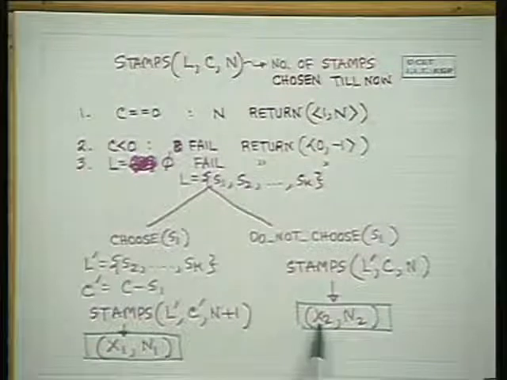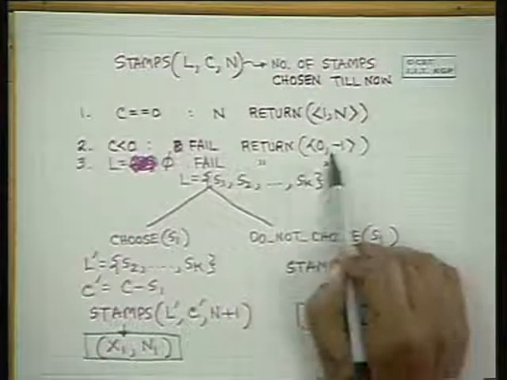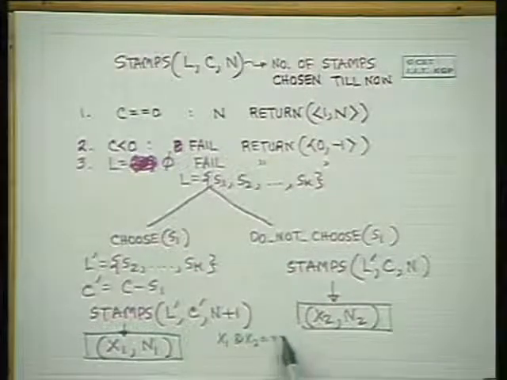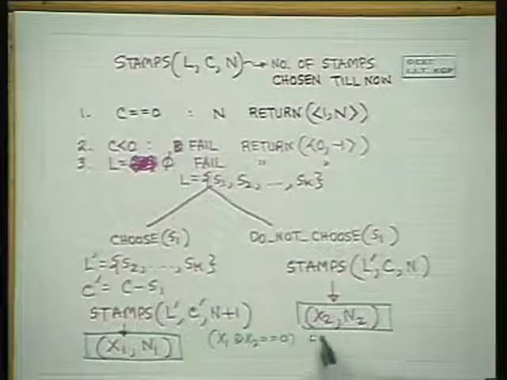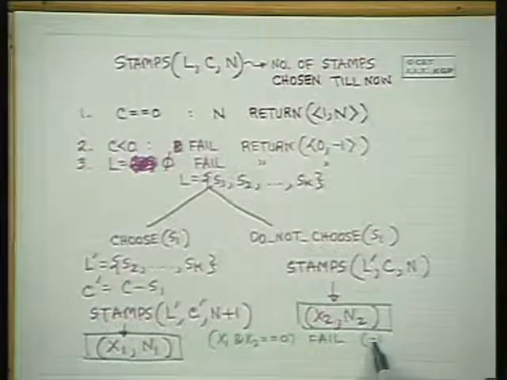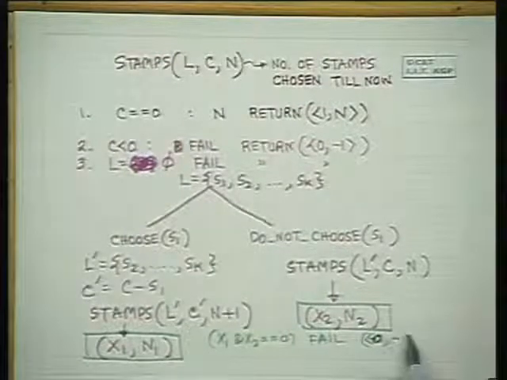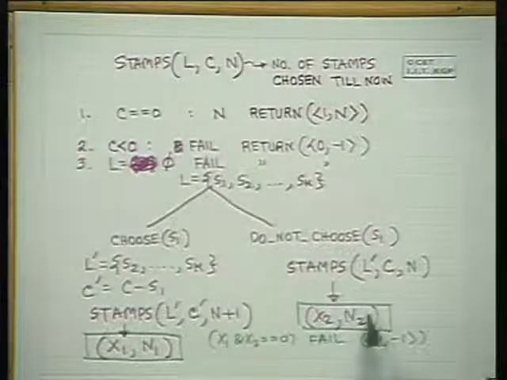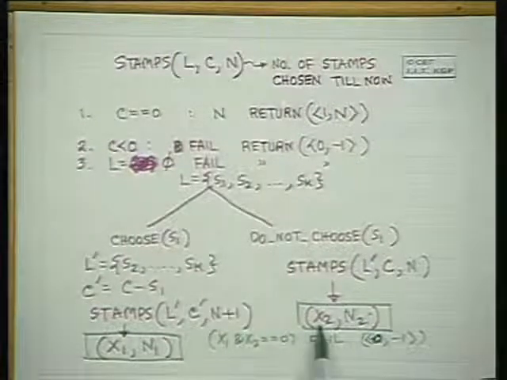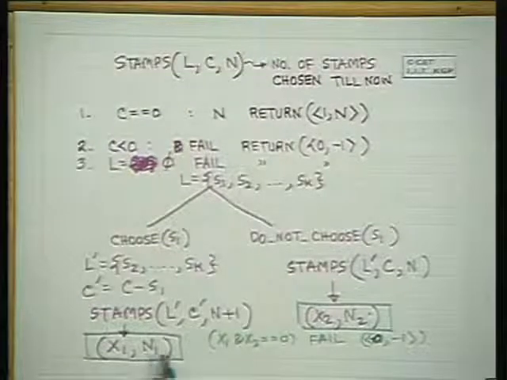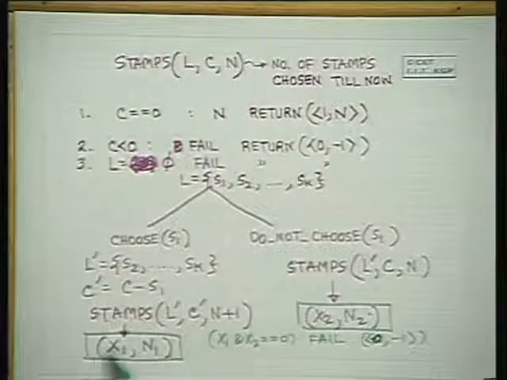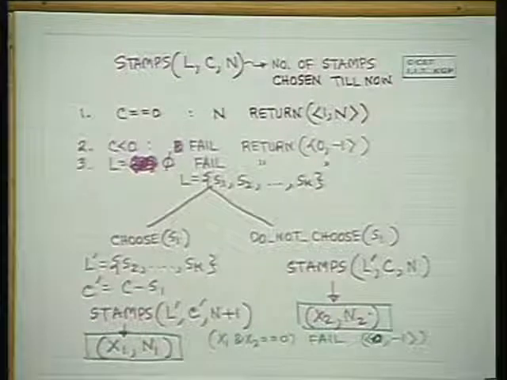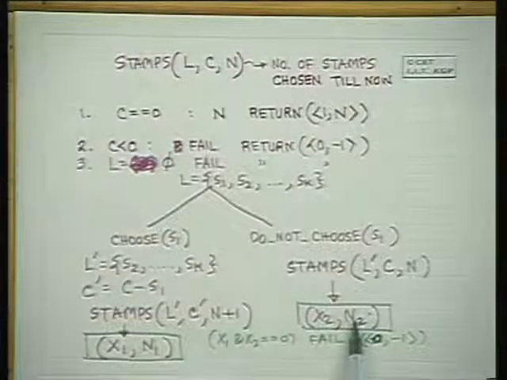Now if both x1 and x2 are 0, then I fail and I return 0, minus 1. If x1 is 0, x2 is not 0, I return n2. If x2 is 0 and x1 is not 0, I return n1. These parts are clear. And if both of them are non-zero, that is, this also gives a solution and this also gives a solution, then since I am choosing the minimum, I will choose the minimum of n1 and n2.